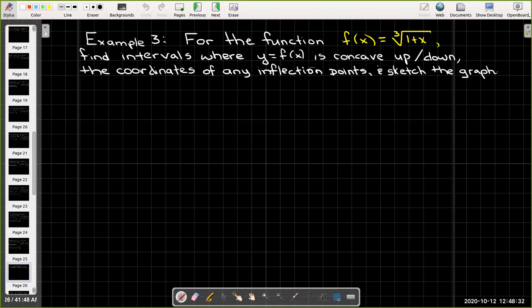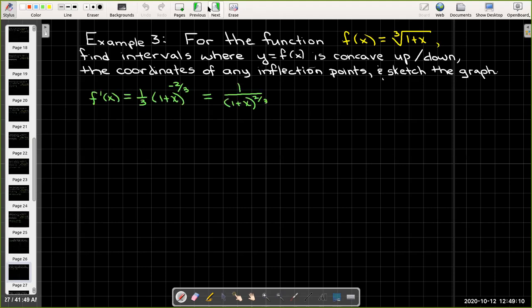Okay, in our last example, we're looking at f of x is the cube root of 1 plus x. We want to find the intervals where f of x is concave up and concave down, and the coordinates of any inflection points, and then sketch the graph. So to help us sketch the graph, we'll use information from both the first derivative and the second derivative. But in order to answer any question about concavity or inflection points, we'll need to use the second derivative.